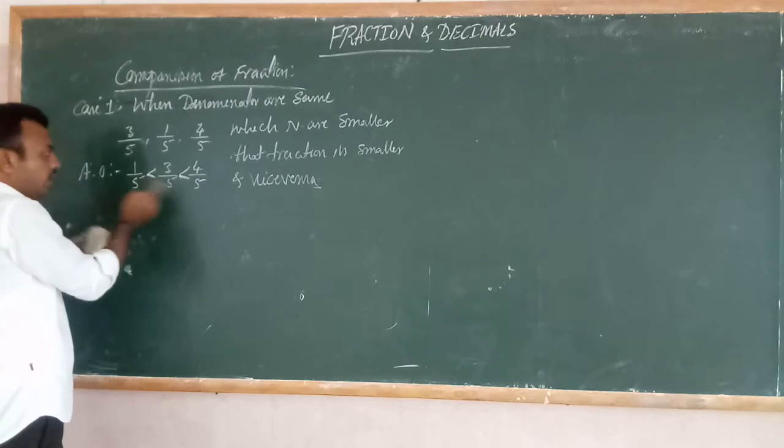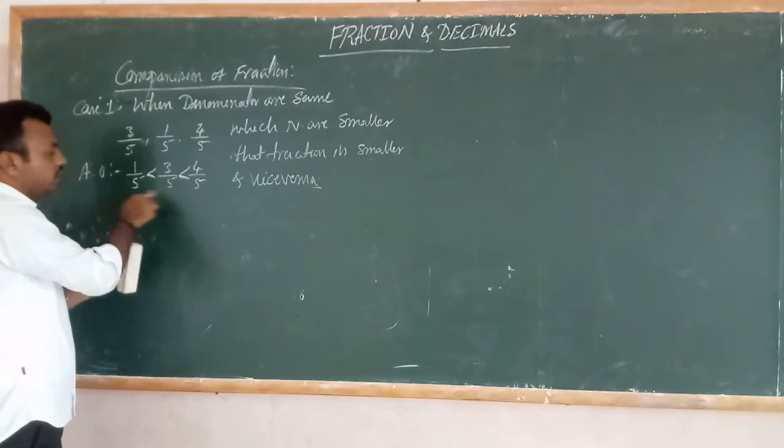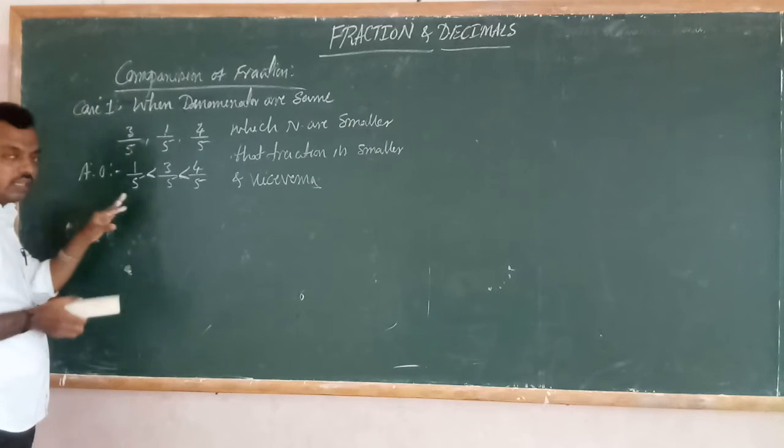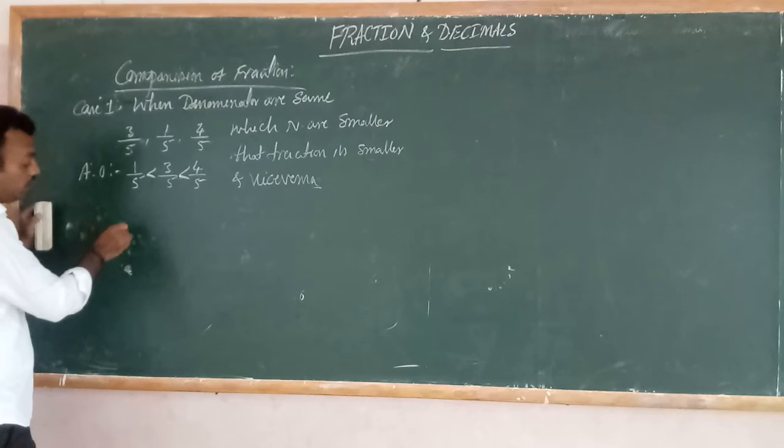If you are in descending order, ulta: 4 by 5 is greater than 3 by 5, which is greater than 1 by 5. Okay. So I will take case 2. Have you understood case 1? Okay. I will take another example.